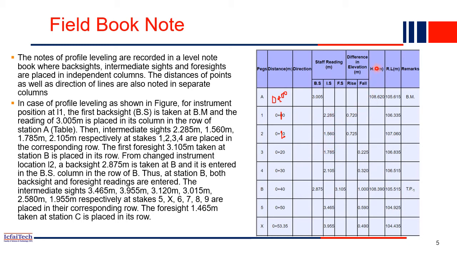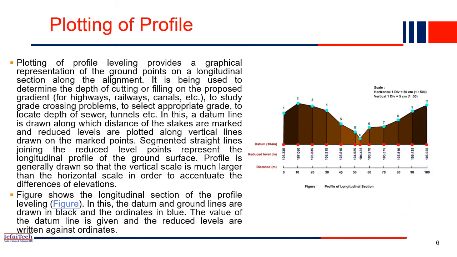And similarly, using the height of the instrument method or the rise and fall method, any one method you can deploy, you can find out the RL, the reduction level, of each point, what is the elevation. So like that, we have to make the table in the field and maintain the record. The staff readings we take in the field, and from these different levels we come to the office, fill the table, and then we plot the profile.